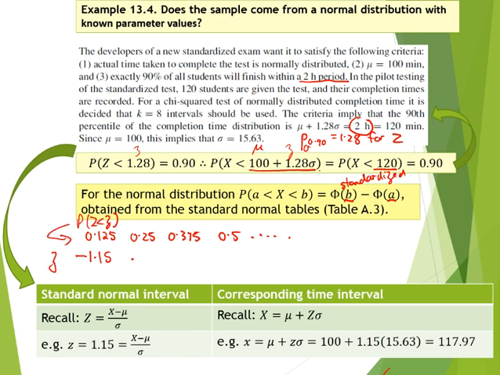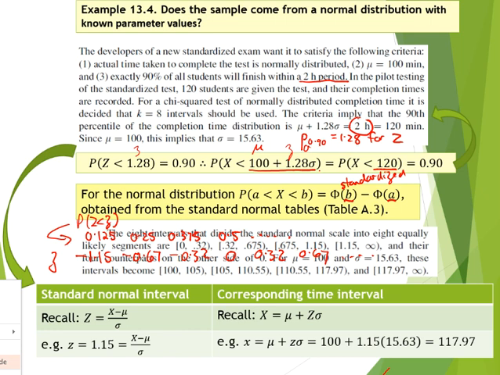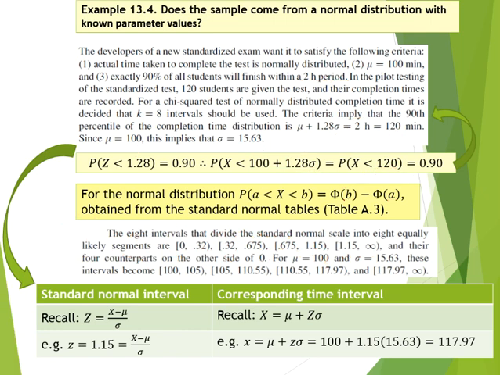This is minus 0.67. This is minus 0.32. This is the Z is 0. Then this is 0.32. This is 0.67. And so on. So that is then why we get to the following Z intervals. That's also given in your textbooks. The 8 intervals to the right hand side is 0, 0.32, 0.675 and so on.